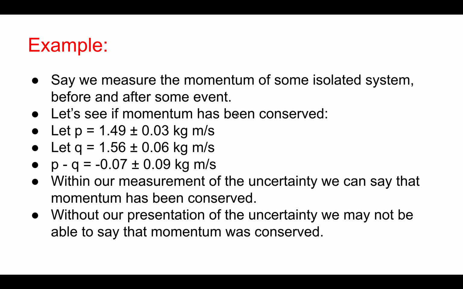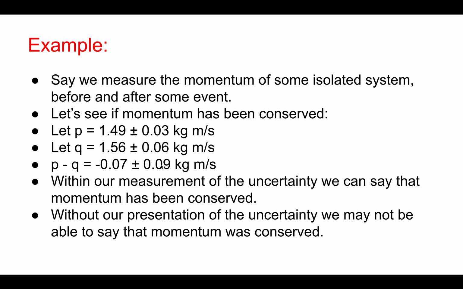Okay, and let's say we want the change of momentum, p minus q. Let p be this value here, and q is this value here. Okay. So if we calculate p minus q, we get minus 0.07 plus or minus 0.09. Let's ignore the 0.09 for a second. If we see a change of momentum of 0.07, we think, okay, so momentum must not be conserved. Okay. However, if we look at our uncertainty, it is 0.09.